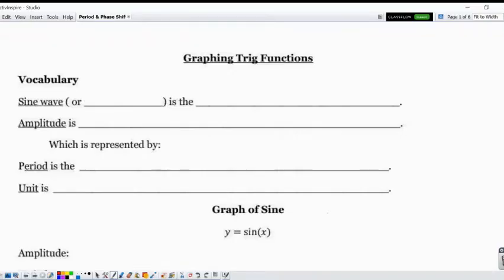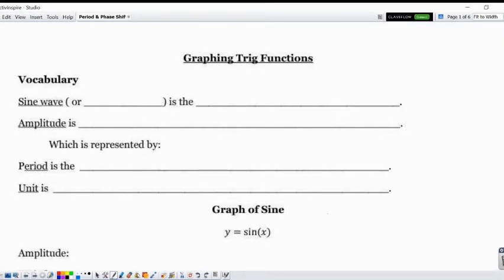functions again today, but we're going to focus on changing the period and moving our graph left and right, which we are going to call a phase shift. All right, so we're going to start with some basic vocabulary and just a quick check of the sine function to make sure we understand the important features.